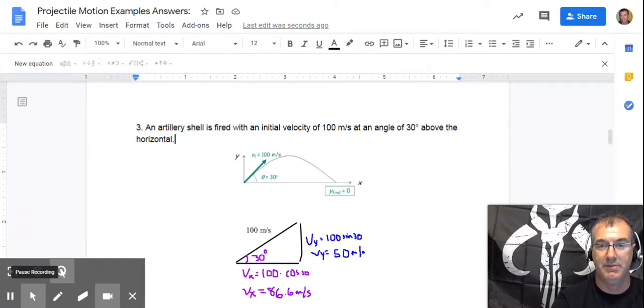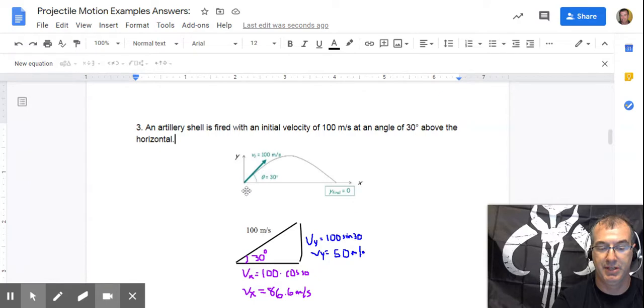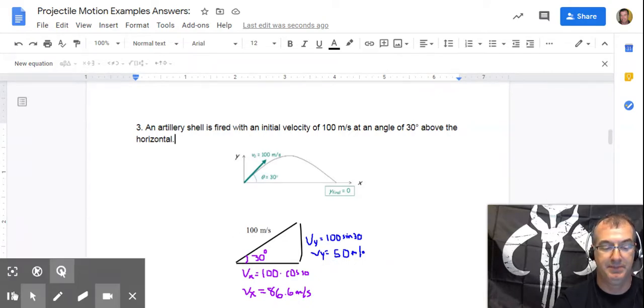So here I have my projectile, my x and my y direction. It's initially at ground level, and then it's fired at 100 meters per second at an angle of 30 degrees above the horizontal. I'm going to break that down into its components. In the x direction, it's moving at a velocity of 86.6 meters per second. And in the vertical direction, it's moving at a velocity of 50 meters per second.